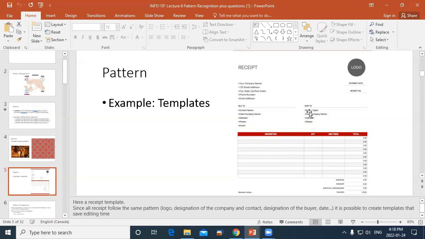So there's a pattern there. Every time you see a receipt, you know that the total's down here. You know that you can get your unit prices here, descriptions.